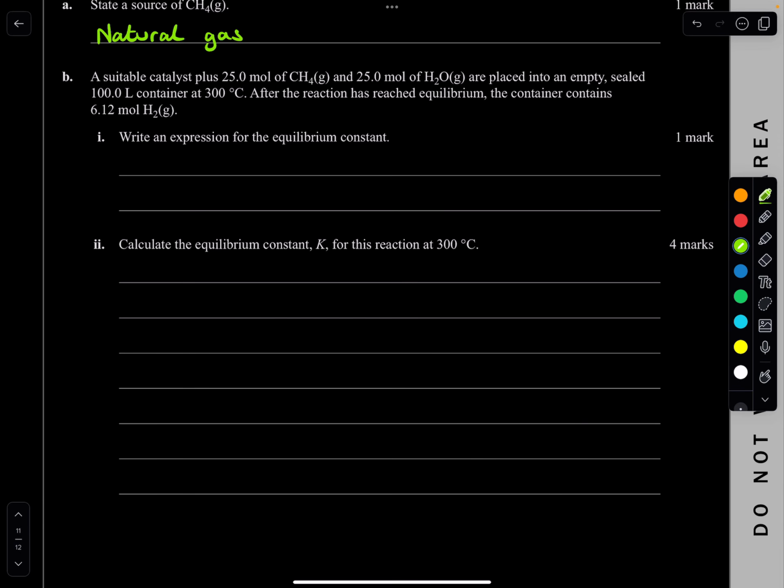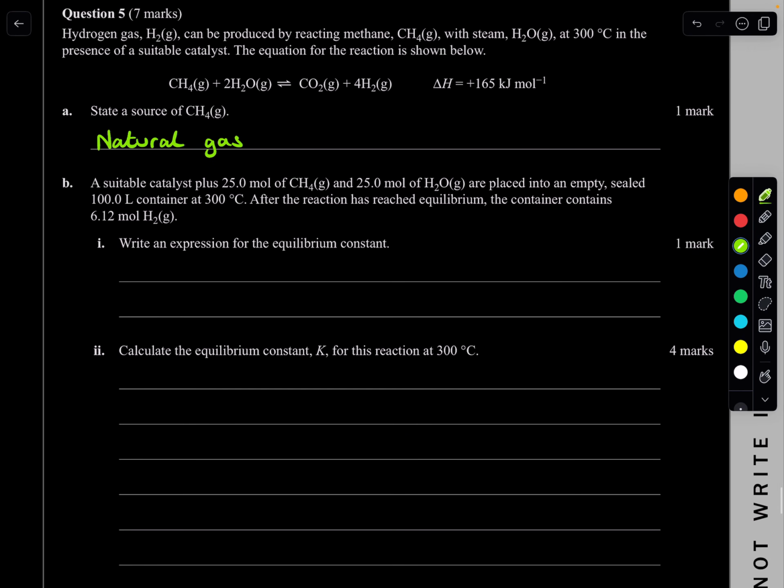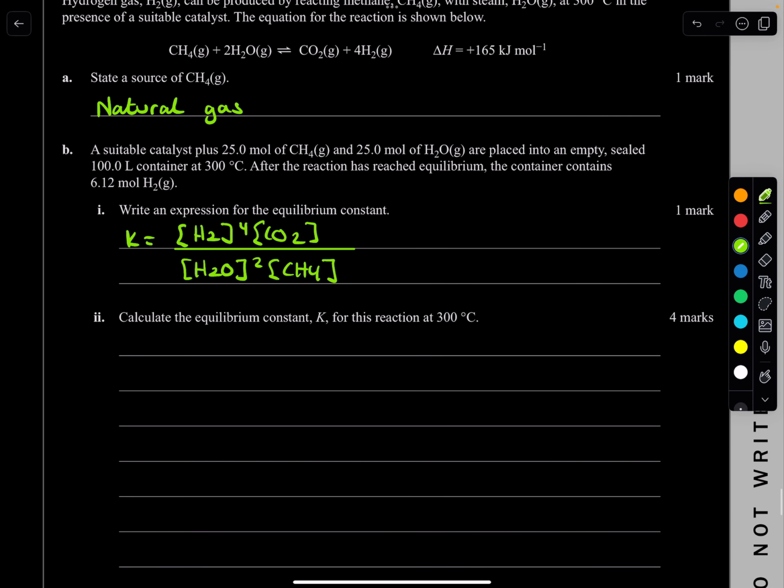A suitable catalyst plus 25 moles of CH4 and 25 moles of water are placed in an empty 100-liter container at 300 degrees Celsius. After the reaction has reached equilibrium, the container contains 6.12 moles of hydrogen. Write an expression for the equilibrium constant. Done. So the equilibrium constant is the products, H2 to the power 4 times CO2, over H2O squared times CH4.